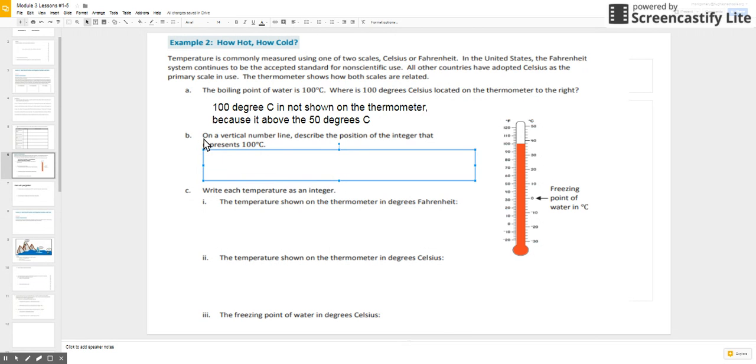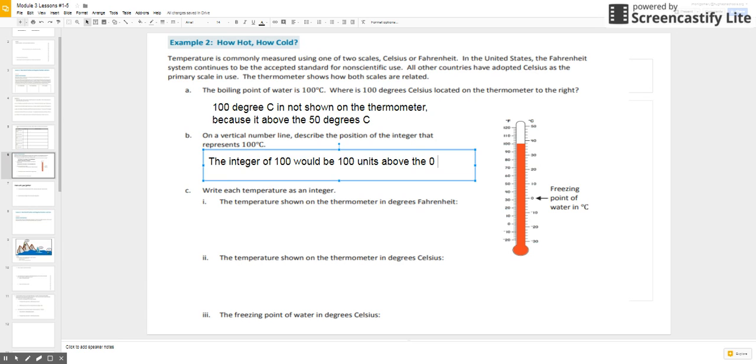All right, next one. On the vertical number line, describe the position of the integer that represents 100 degrees Celsius. Well, the integer that represents 100 degrees Celsius, of course, if this is 0, it would be 100 units up. So that's how it would be represented. So let's type that in there. The integer of 100 would be 100 units above, since we're going up, above the 0.